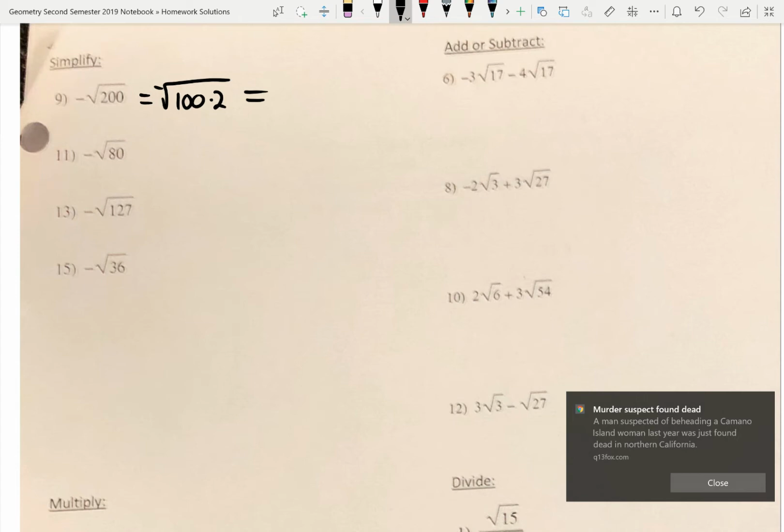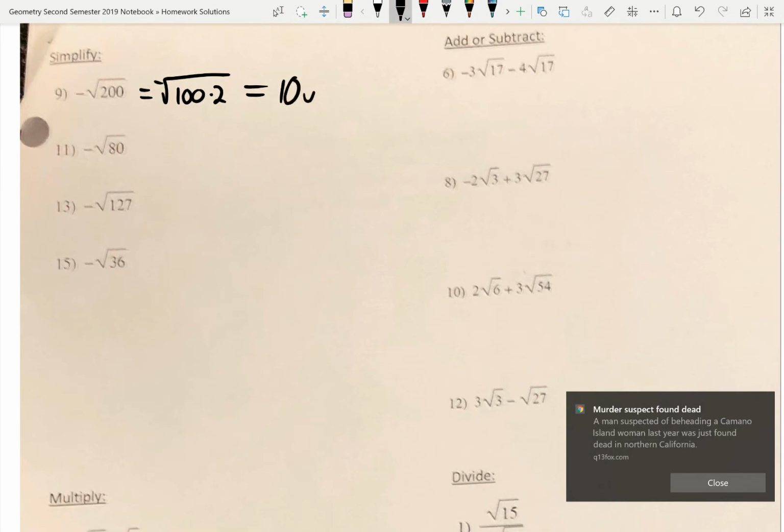Square root of 100 times 2, which is equal to 10 root 2, negative 10 root 2.